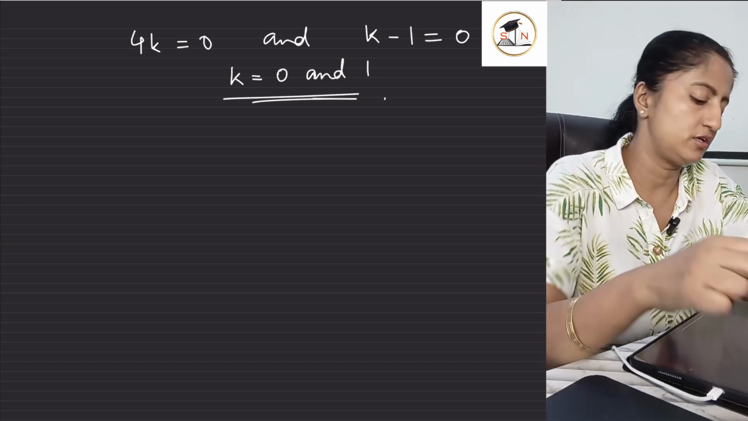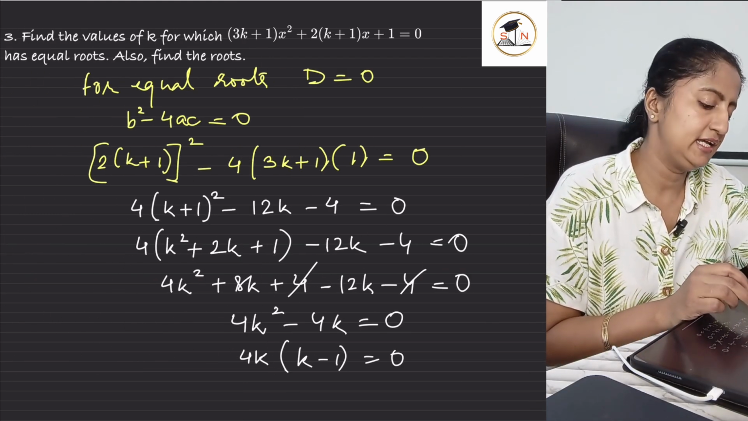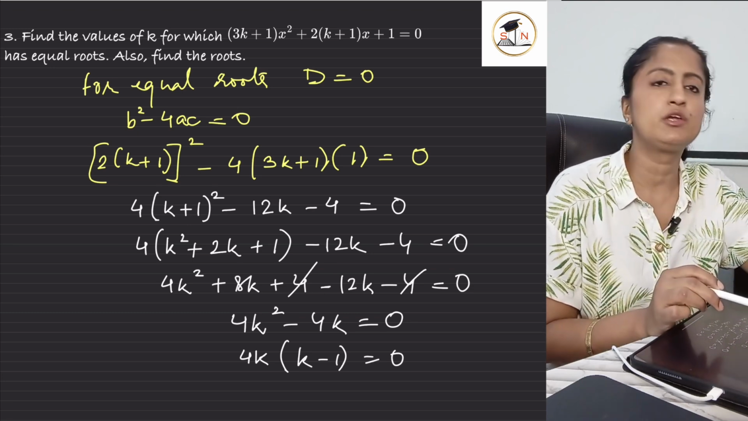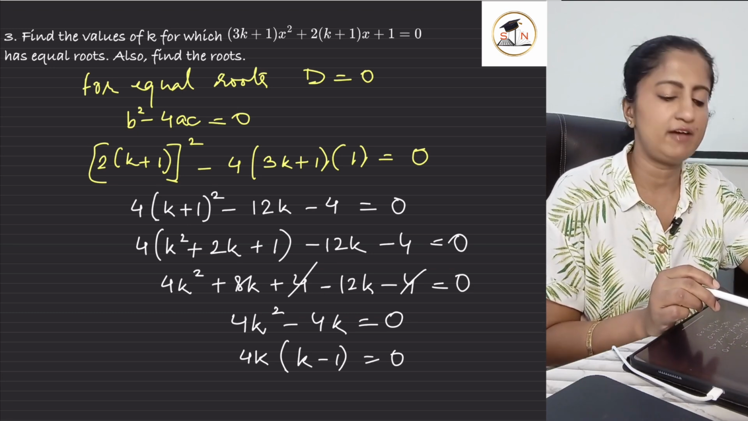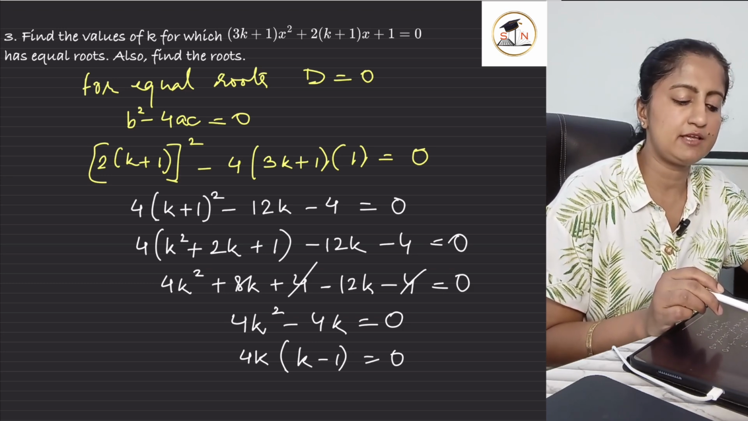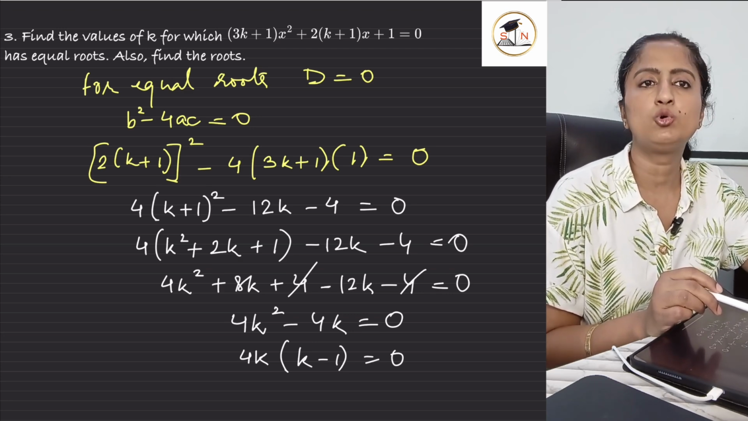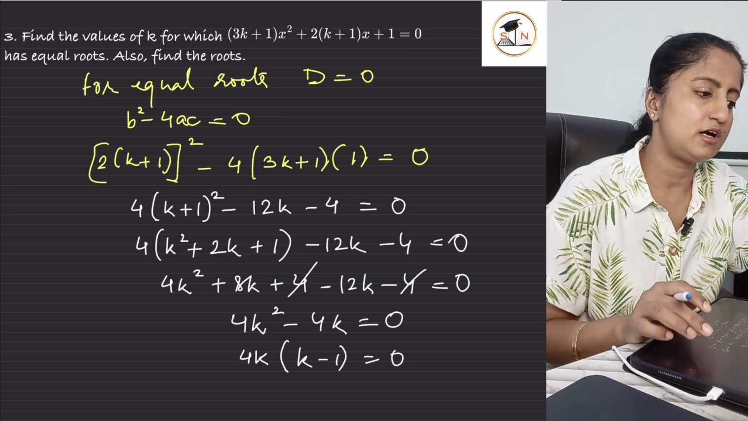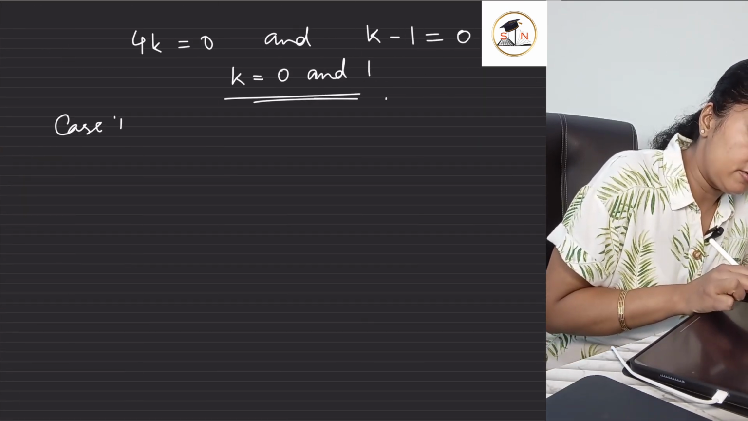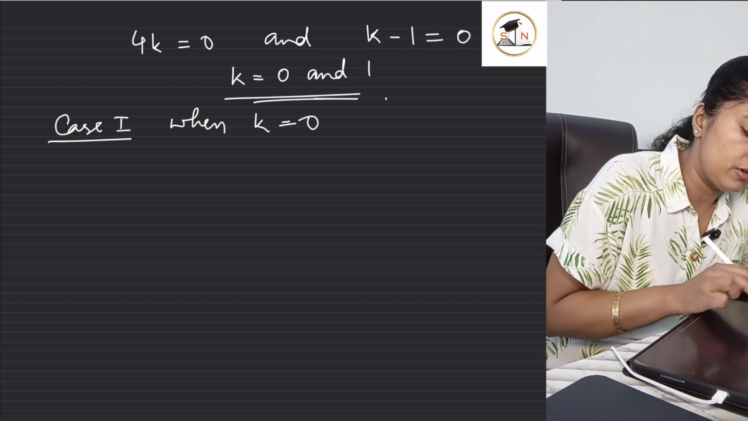Now, what was the question? The question was find the values of k. We are done with it. And also find the roots. But before we find out the roots, we have to plug in the values of k over here. Plugging in the k value over here means there are going to be two scenarios because we got two values of k. So let's start with the first case, case 1 when k equals 0.